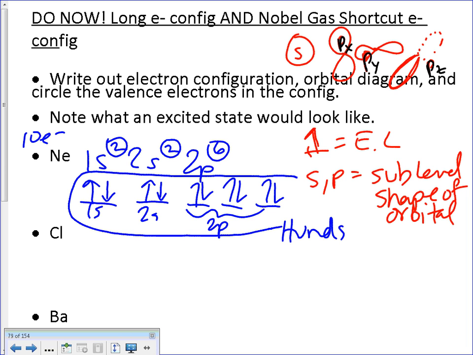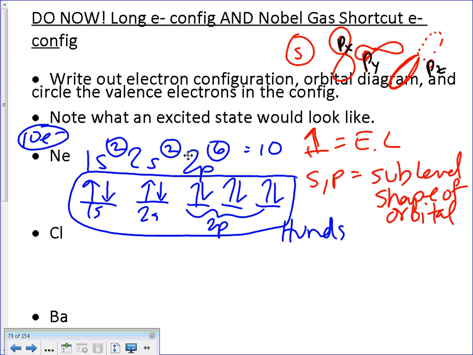10. You can see 10 of them doubled up here. And you can count up 2 plus 2 plus 6 equals 10. I just like to remind you of that because we said at the very beginning that neon should have 10 electrons. But now we know where they are. They exist in these orbitals that are shaped like this.